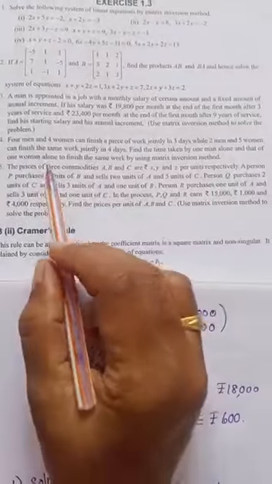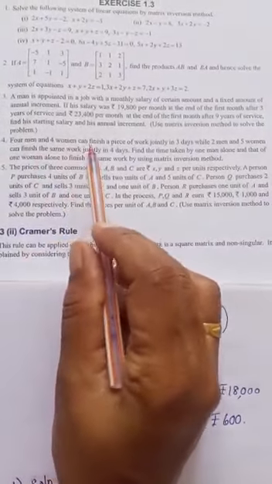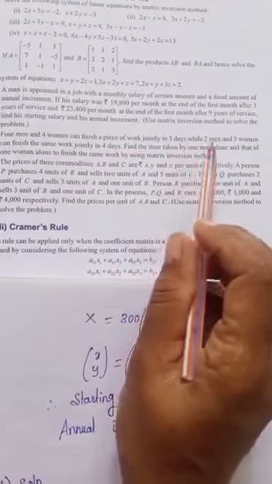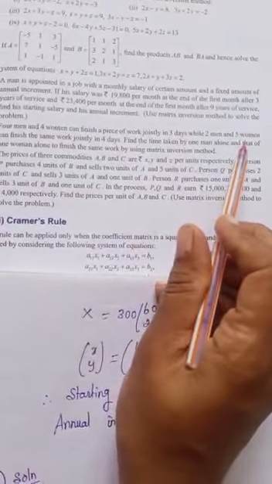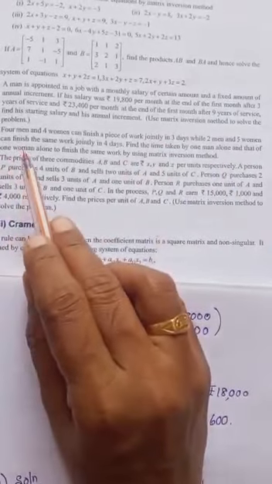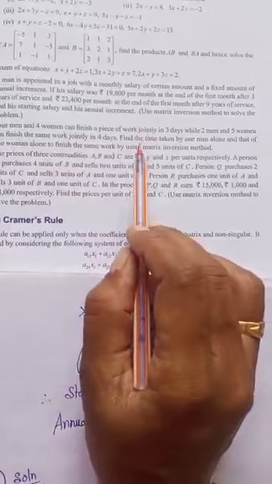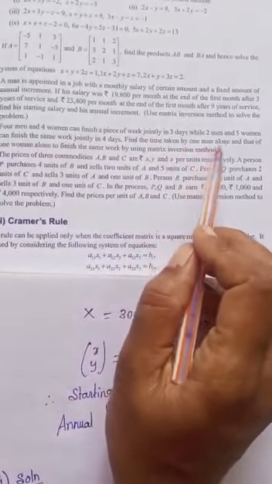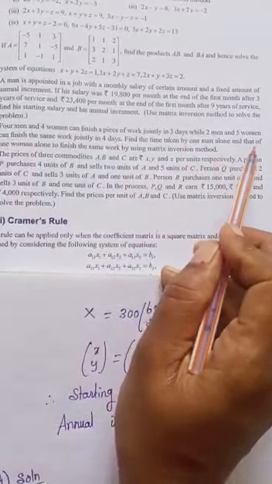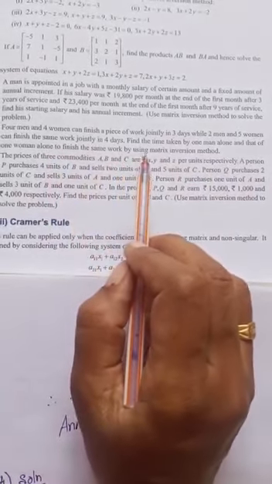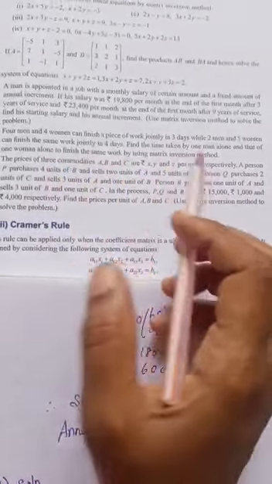Next problem number 4. 4 men and 4 women can finish a piece of work jointly in 3 days, while 2 men and 5 women can finish the same work jointly in 4 days. Find the time taken by one man alone and that of one woman alone to finish the same work by using matrix inversion method.